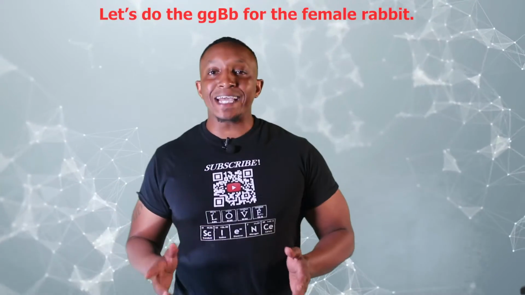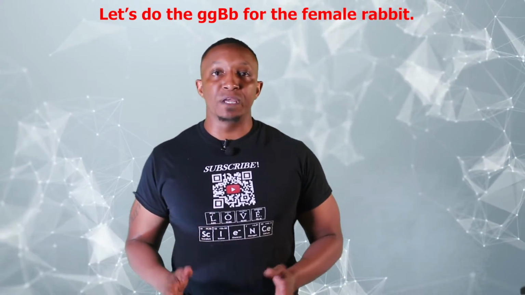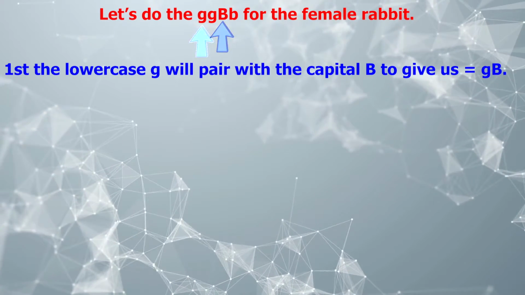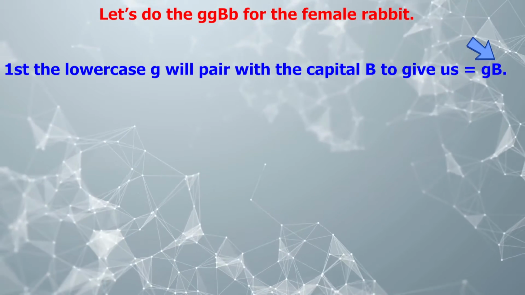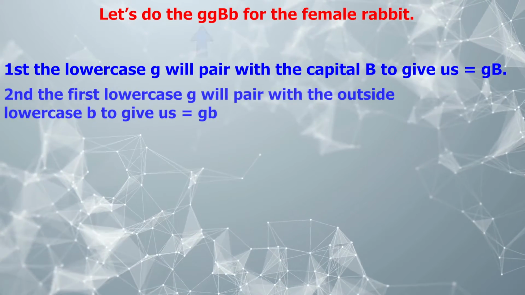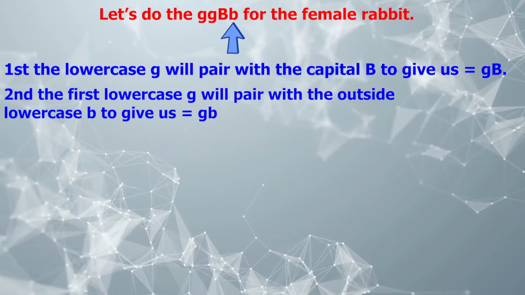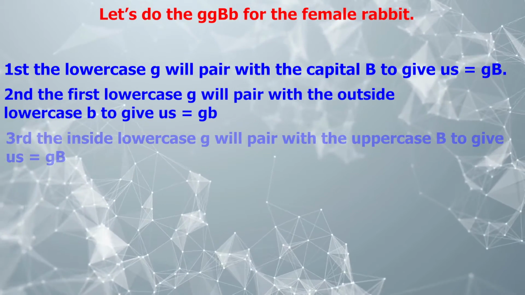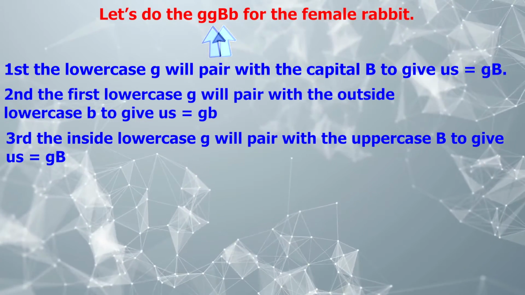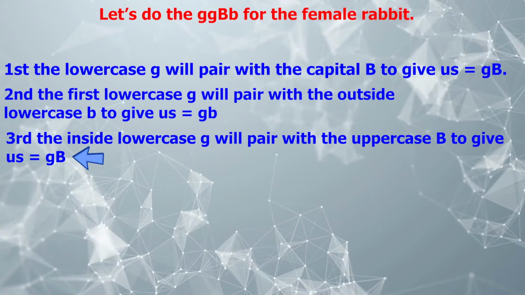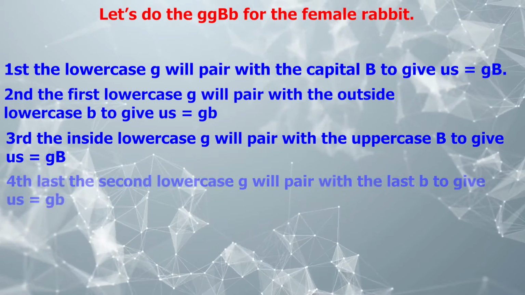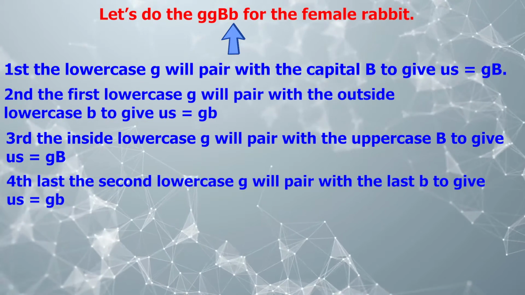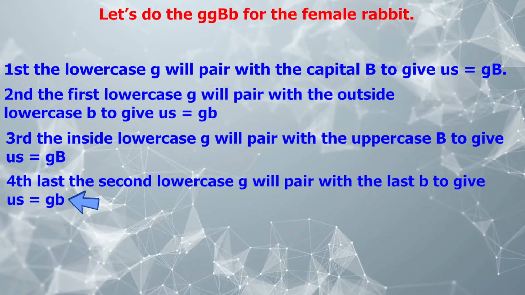Now let's do the lowercase g's, capital B, lowercase b for the female rabbit. First, the lowercase g will pair with the capital B to give us lowercase g, capital B. Second, the first lowercase g will pair with the outside lowercase b to give us lowercase g, lowercase b. Third, the inside lowercase g will pair with the uppercase B to give us lowercase g, capital B. And fourth, last, the second lowercase g will pair with the last lowercase b to give us lowercase g, lowercase b.